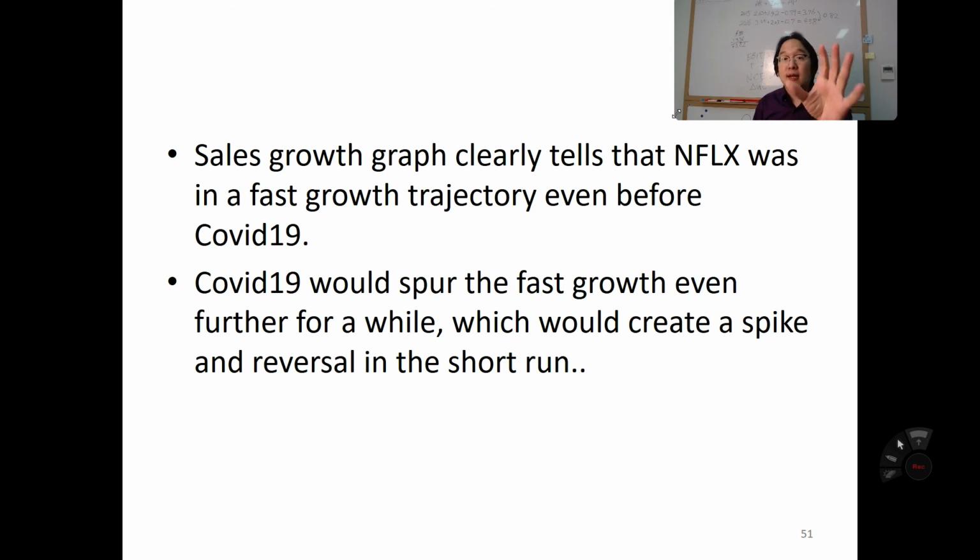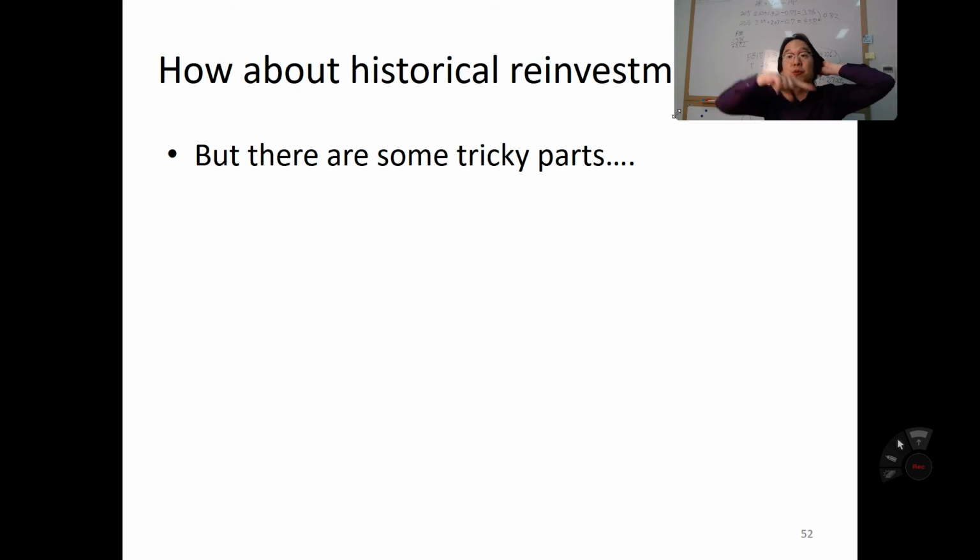Visualize the data and then you can see it, right? COVID-19 would spur the fast growth even further for a while. Of course, COVID-19 will be there for a couple of years or maybe 5 years, right? Which would create a spike and reversal in the short run. But even before that, there seems to be a baseline of fast growth. But there are some tricky parts.